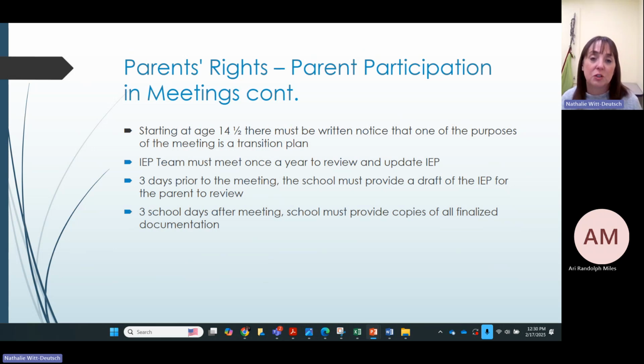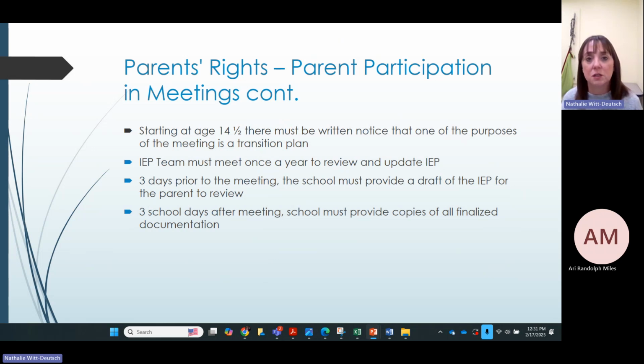But we need to make sure that starting at the age of 14 and a half, that transition plan is being put into the IEP and reviewed each year after that. The IEP team also must meet once a year to review and update the IEP. So the IEP is only good for 1 year, and then after that, it expires.